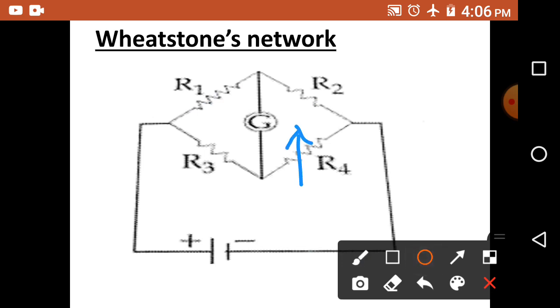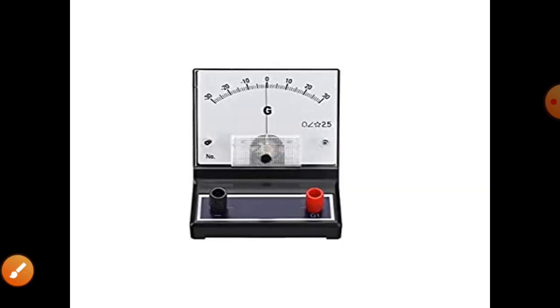Here at the center we have a galvanometer. Galvanometer is a current sensing device you must have seen in school. So this is a galvanometer. The scale of the galvanometer shows a 0 at the center. So the galvanometer can show deflection on either side depending upon the direction of the current flowing through the galvanometer.